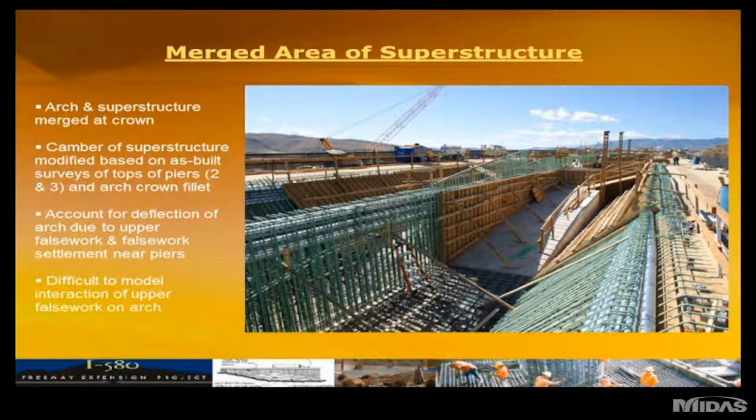At this point in time, the arch was completed. The piers that would connect the superstructure for the main span were completed, so the contractor had to literally take the as-builts of all three of those things and then come up with the best fit profile for the superstructure. So survey of each of those three elements was very critical in order to determine, like I said, the best fit casting line for the superstructure.